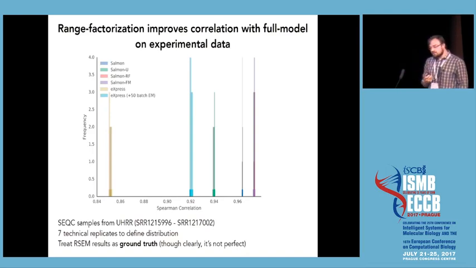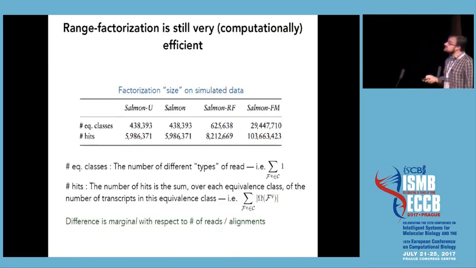We did experiments on real data as well, and here we don't have ground truth, so we treated RSEM as ground truth. What you're seeing here is distributions of Spearman correlations. Higher is better, means it's closer to RSEM, and the full model and range factorization of our approach are overlapping. You can't even see the difference, right? So at least within measurement error, we're not finding statistically significant differences. And so it's still very efficient.